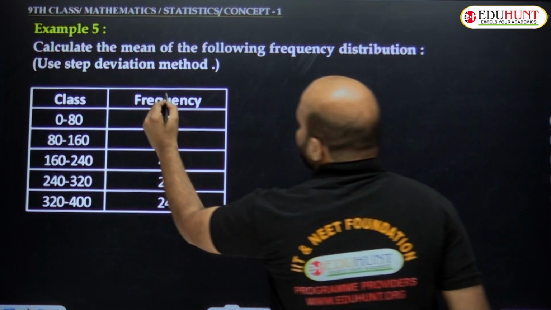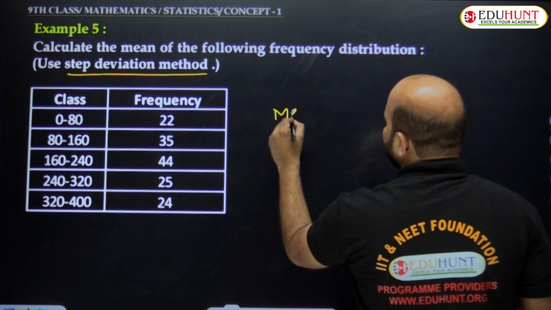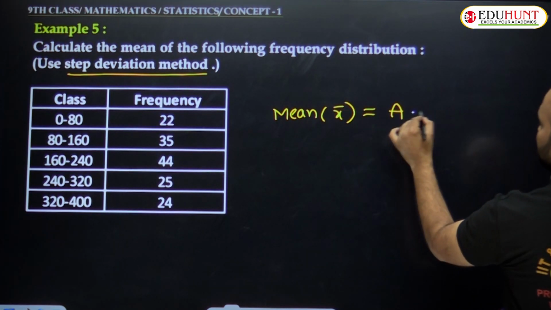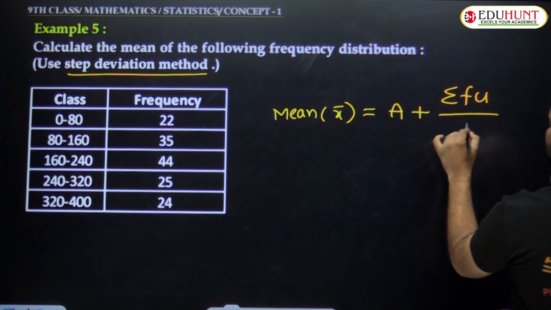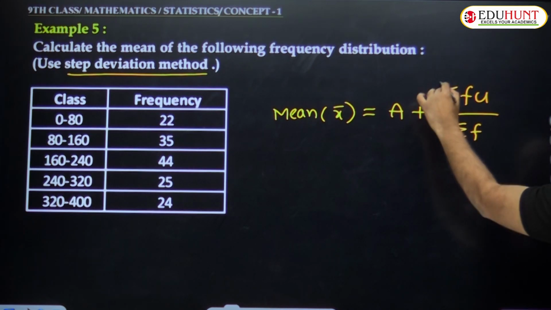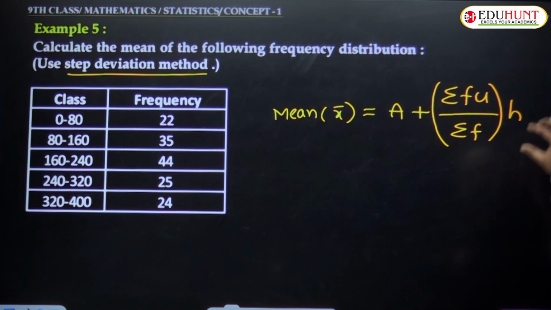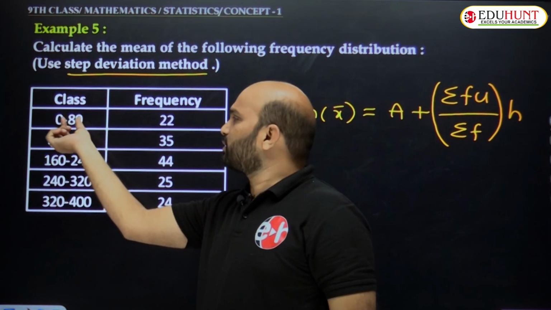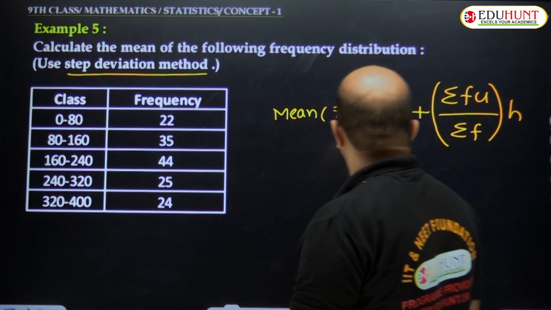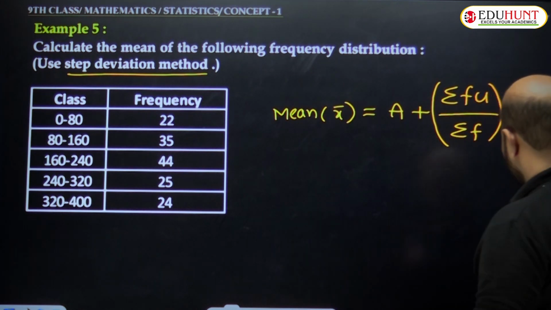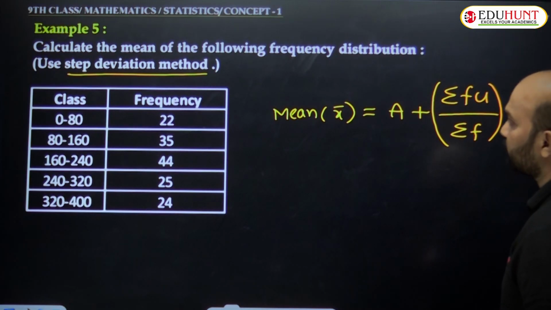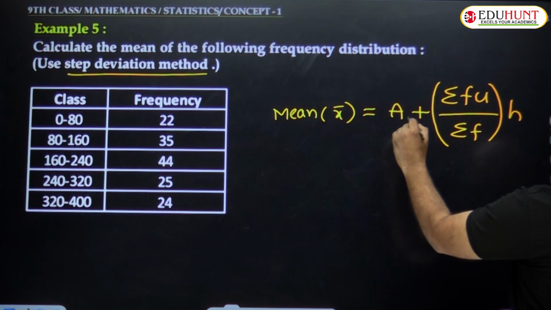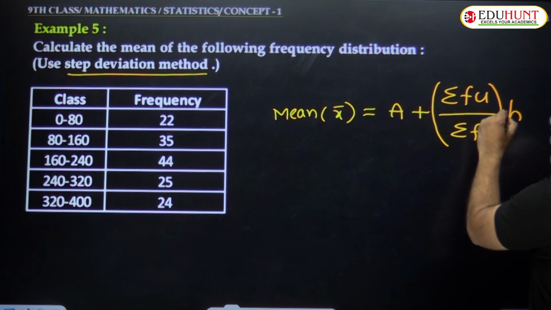By using the step deviation method, what is the mean formula? Mean, x bar, equals A plus sigma fu by sigma f into h, where h is the size of the class. Clearly we need to notice that h stands for the difference of the class interval, called the size of the class, 80 in each section. Sigma f means total frequency. That is the step deviation method formula.